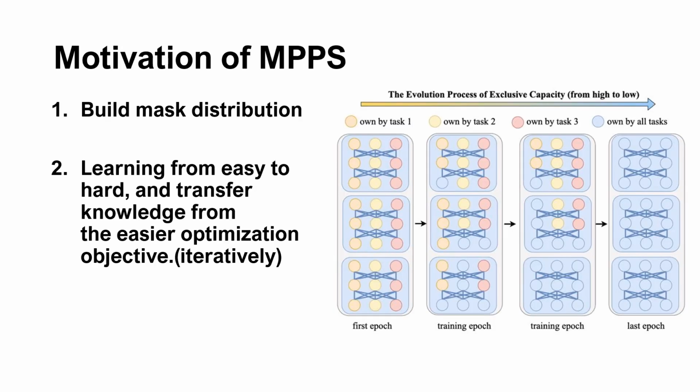To solve this problem, our approach, MPPS, is built on two ideas. First, masks are used to achieve the separation of shared networks between different tasks. Secondly, we adopt the idea of curriculum learning, learning from easy to hard. In our method, the number of shared parameters increases with the training process, and we introduced a new concept to help us describe this process mathematically.